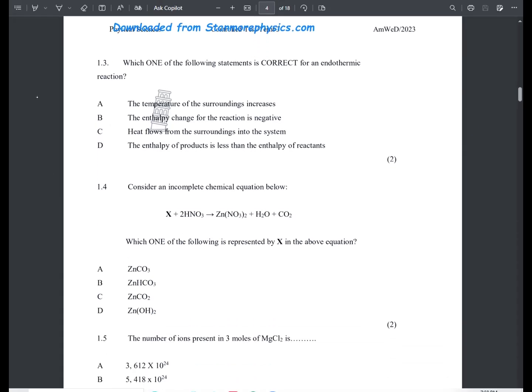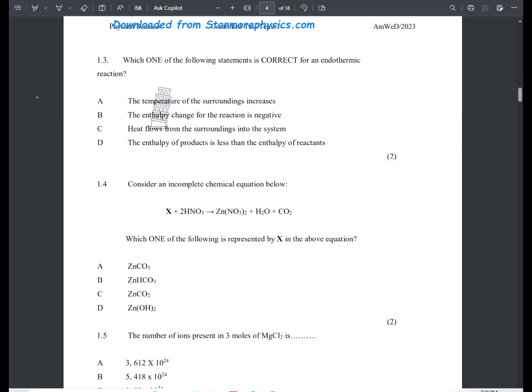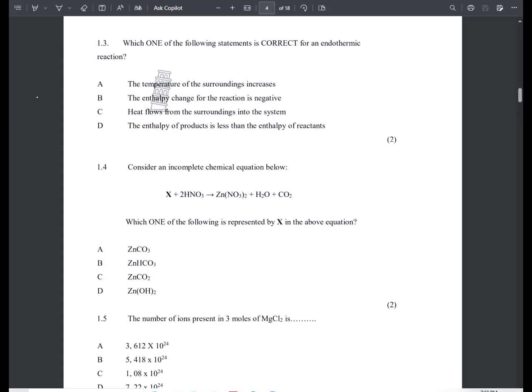So for 1.4, it says consider an incomplete chemical equation below. Which one of the following is represented by X in the above equation? Now, looking at this, we can see that the zinc nitrate is a salt, and then this is water, and then this is carbon dioxide. Okay, this is a question obviously on acids and bases, and we know that an acid, when it reacts with a metal carbonate. So this is what we know from our notes on acids and bases. When an acid reacts with a metal carbonate, the products produced are salt, water, and carbon dioxide, which we can see the salt is the zinc nitrate.